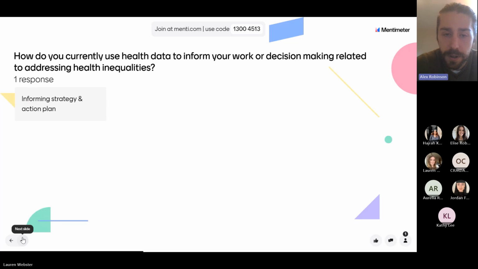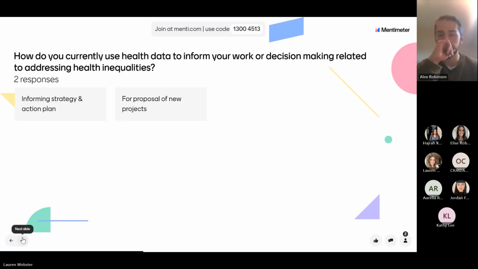Okay, so people are using it to inform strategies and action plans, and proposals for new projects. Yeah, so that's the kind of thing we'd be expecting people to use data for at the moment within their work.